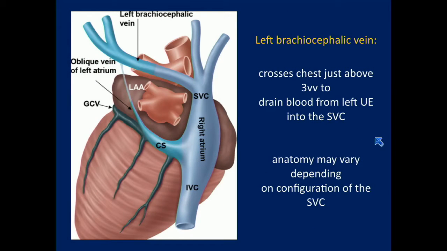Remember also the other normal venous anatomy that lives just above the three-vessel view, which is the brachiocephalic vein. This is the vein that drains the left upper extremity and comes across in normal anatomy into the superior vena cava. Now again, this can depend a little bit based on the configuration of the SVC. If you have a left-sided superior vena cava, typically this will come from the other side.